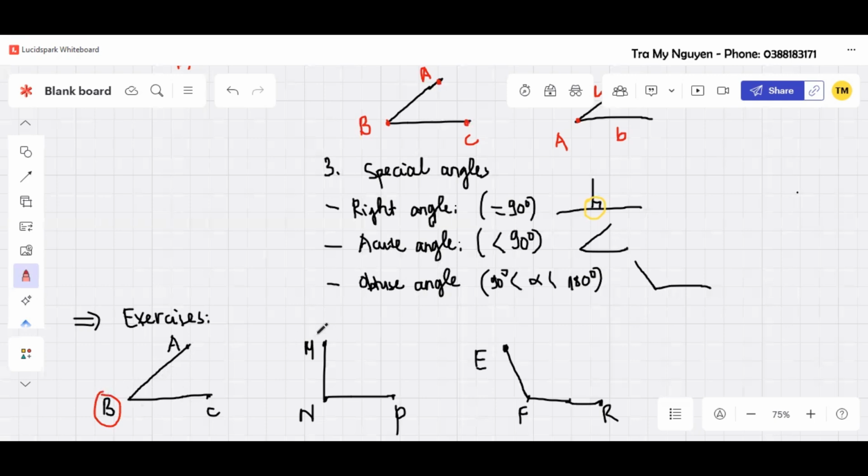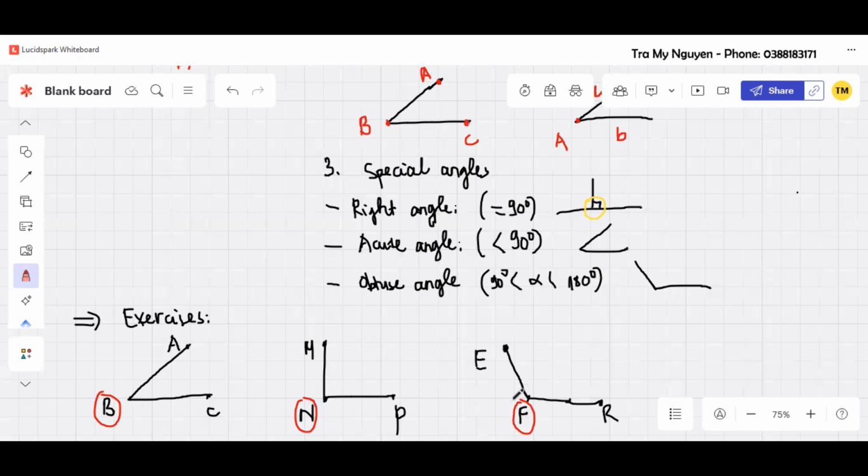Move on to the second angle. What is the vertex? That's correct, we have N here as the vertex. And accordingly, F is the vertex of the third angle. It is quite easy, right?